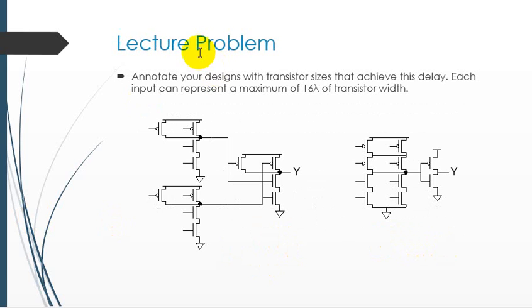This is your lecture problem. You are supposed to annotate your designs with the transistor sizes that achieve this delay. Each input can represent a maximum of 16 lambda of transistor width. In case of any question, you can easily ask me.